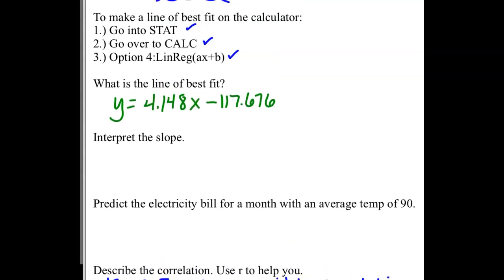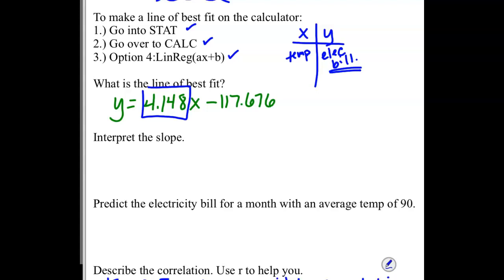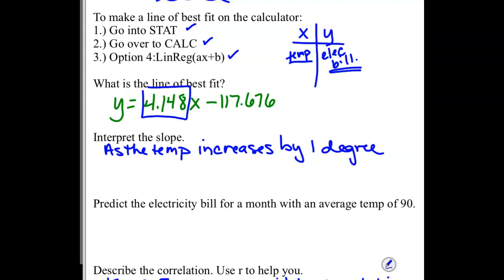Okay, let's go back up here. Remember that our x's and our y's from that table, our x's were the temperature, and our y values were the cost of the electricity bill. So when we interpret our slope, that is our change in y, the change in the electricity bill, for every change in x, the temperature. So we would interpret this to say, as the temperature increases by 1 degree, so every 1 degree increase, our electric bill is going to increase by $4.15.